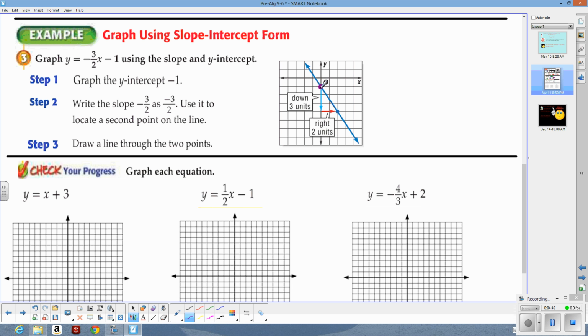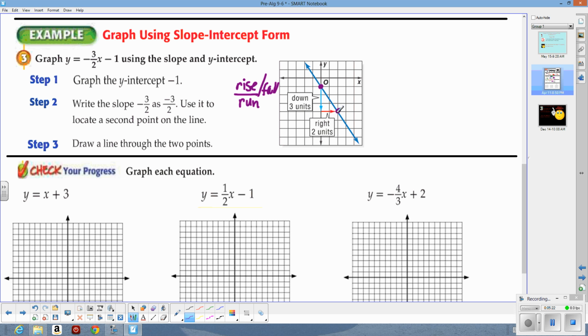Step 2 is to use the slope to find a second point on the line. Remember, slope is rise over run. Or in this case, since it's a negative slope, instead of rising, we're going to fall or go down. Since the slope is negative 3/2, that means we're going to go down 3 since it's negative. 1, 2, 3. And then we're going to run to the right 2.